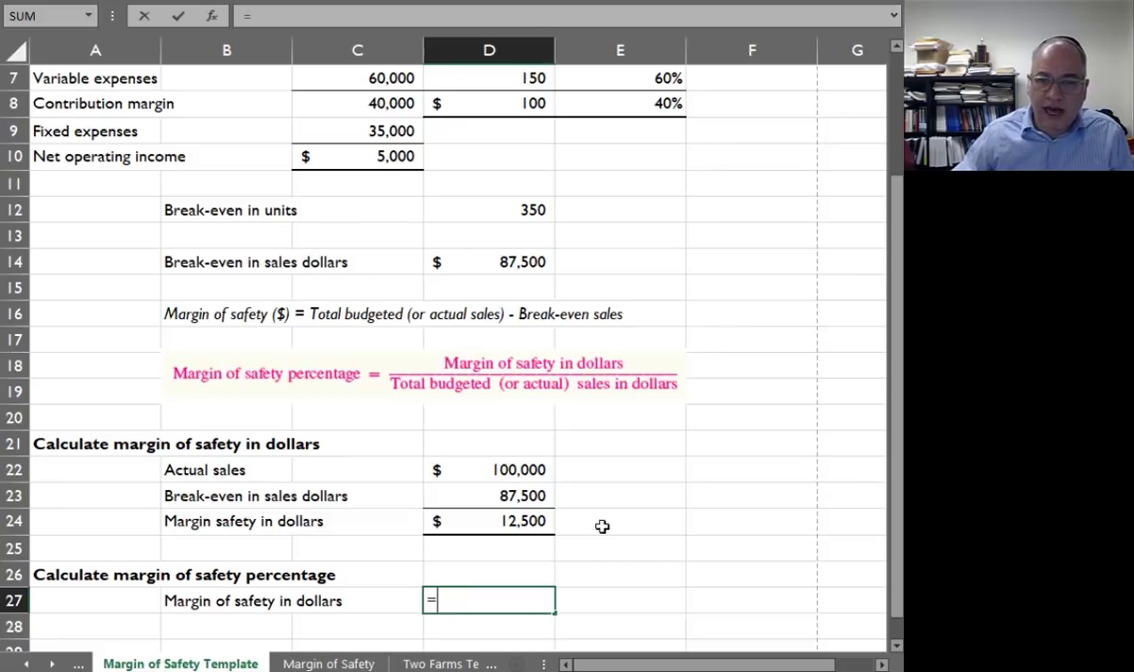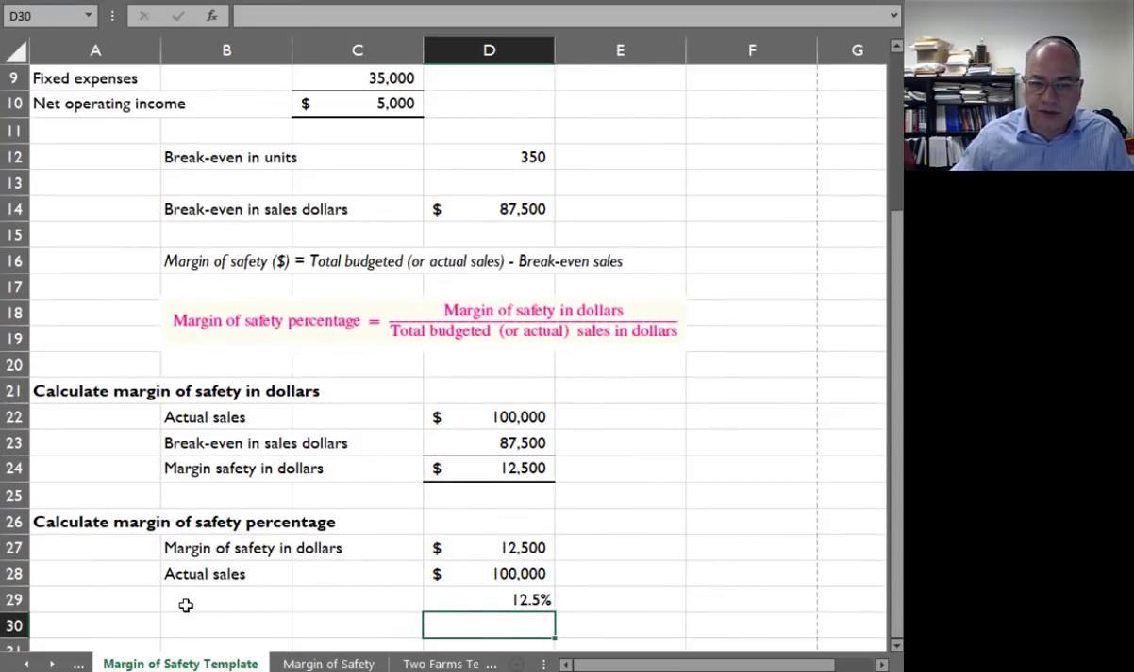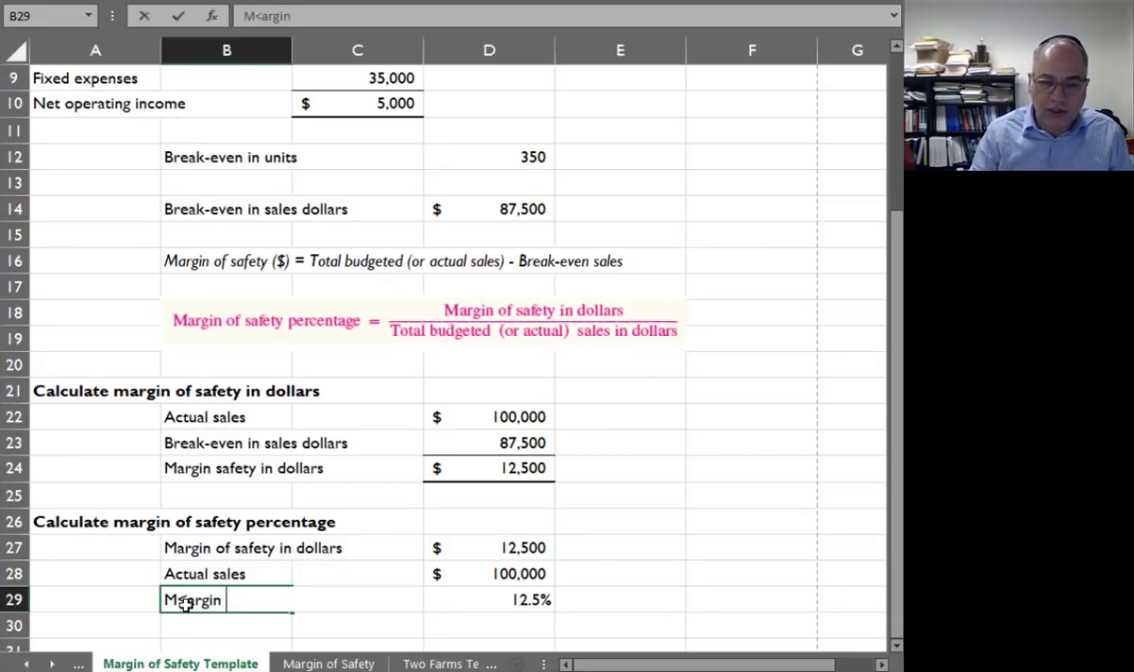That is what we just calculated, 12.5. And actual sales, or total sales, or budgeted sales, whatever it happens to be that you have. And then your percentage would be 12.5 divided by 100, or 12.5%, would be margin of safety percentage, 12.5%.